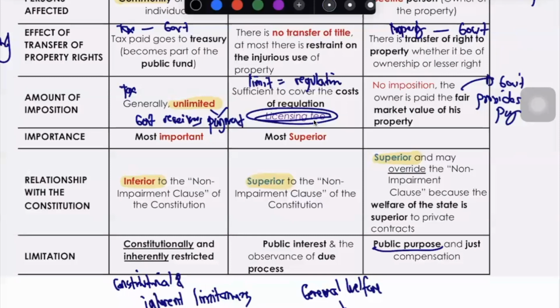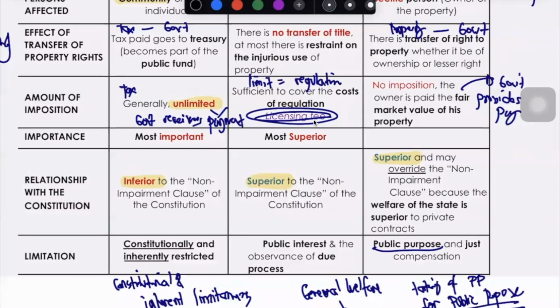Why? The definition of the eminent domain power is the taking of private property for public purpose. Therefore, if you take a property not for public purpose, then it is not a valid exercise of the power of eminent domain. So it must be for public purpose.